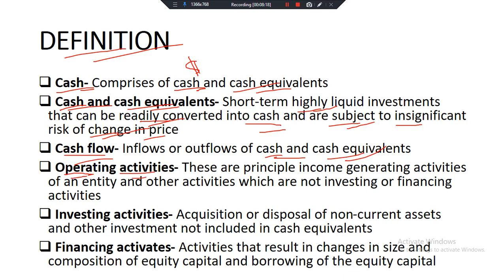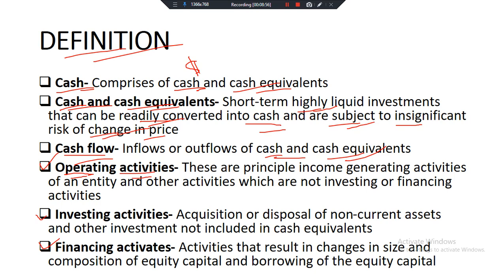Then operating activities. I haven't yet talked about this; we're going to talk about it in broader detail. The statement of cash flows is classified into three items: operating activities, investing activities, and financing activities. We're going to look at this when we go into detail on how to actually prepare the statement of cash flows.